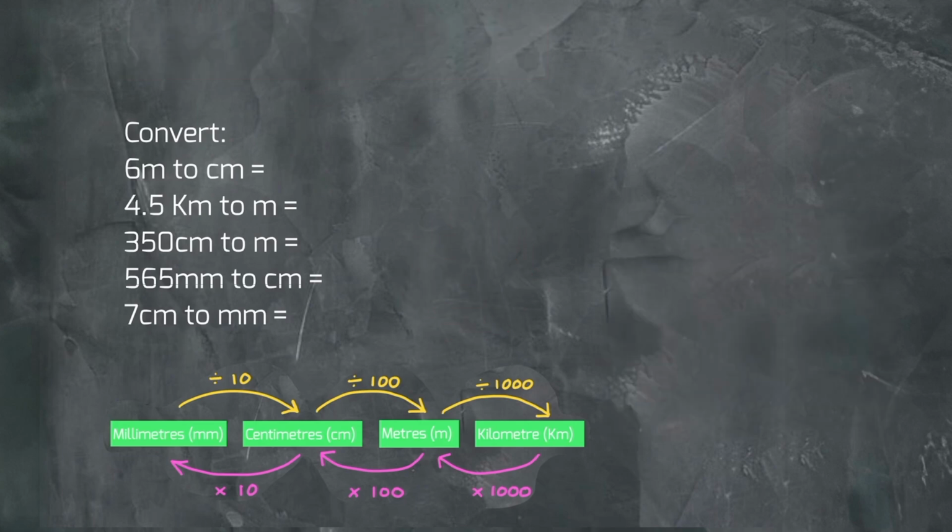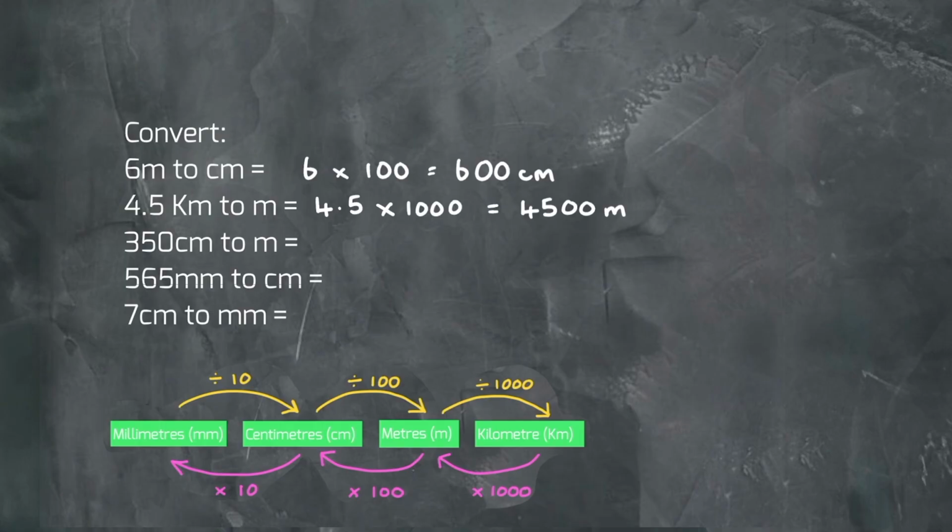Let's see if you got the correct answers. With our first one, 6 metres to centimetres, you should have multiplied by 100, giving you 600 centimetres. 4.5 kilometres to metres, you should have multiplied by 1000, which gives 4,500 metres. 350 centimetres to metres, you should have divided by 100, which gives you 3.5 metres.